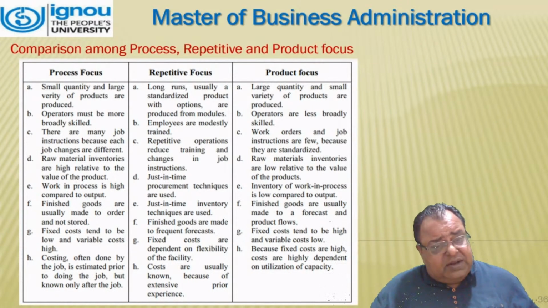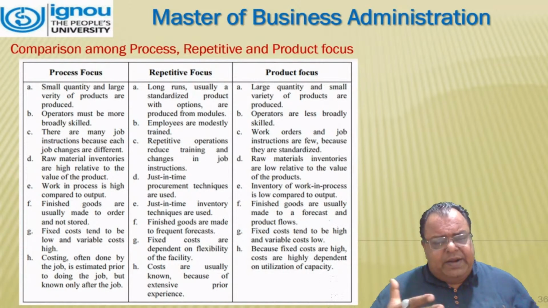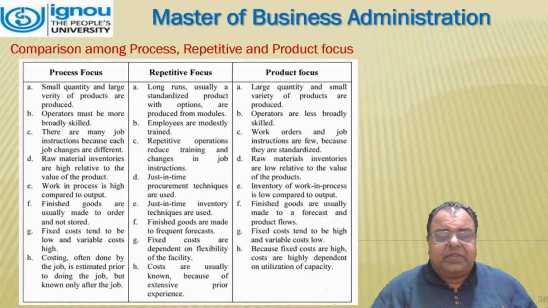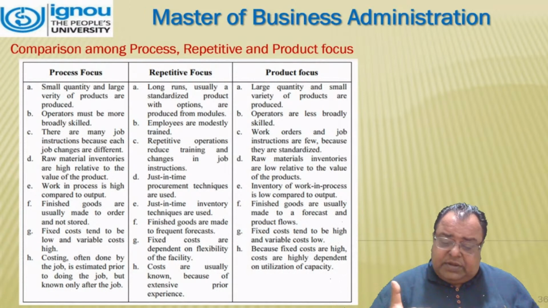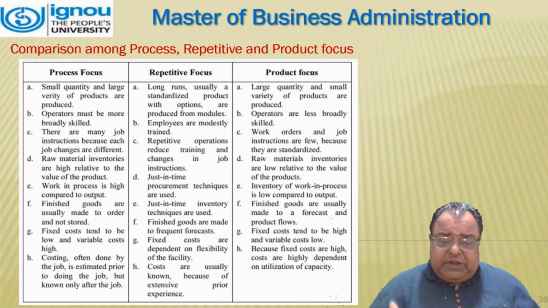In the second case, it is repetitive focus. Here, long runs, usually a standardized product with options, are produced from modules. Employees are modestly trained. Repetitive operations reduce timing, training, and changes in the job instructions. Just-in-time procurement techniques are used, what we call JIT. Here, since JIT has been implemented, it is also used in inventory techniques.